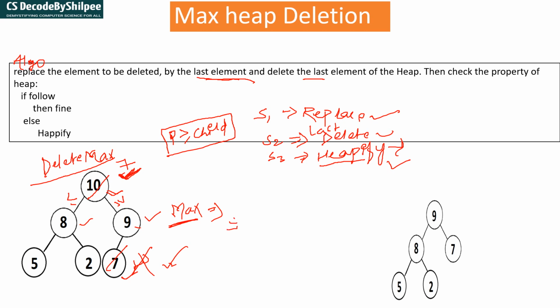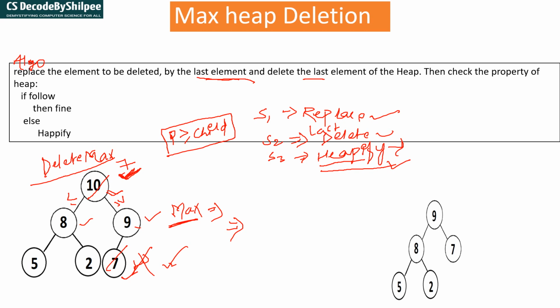Then what will you do now? You have to perform heapify here, because you were given a tree, performed the deletion operation, and after the deletion this tree is not following the max heap property. From which node onwards are you going to perform heapify?